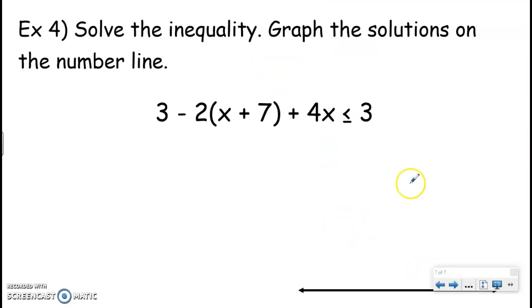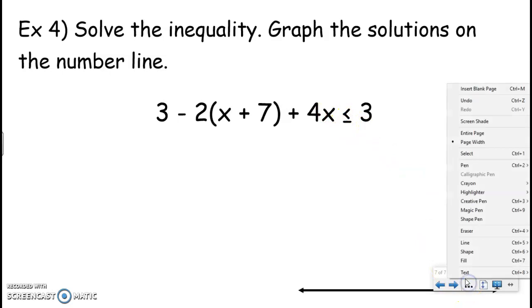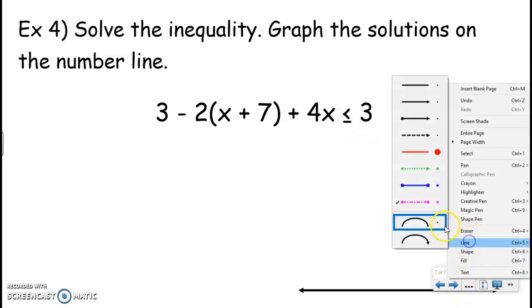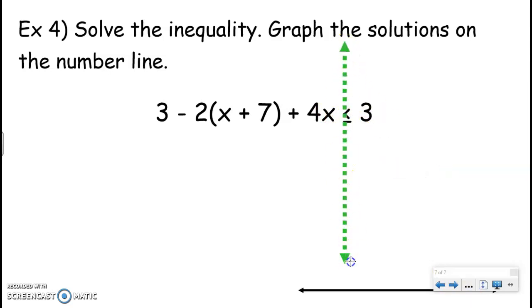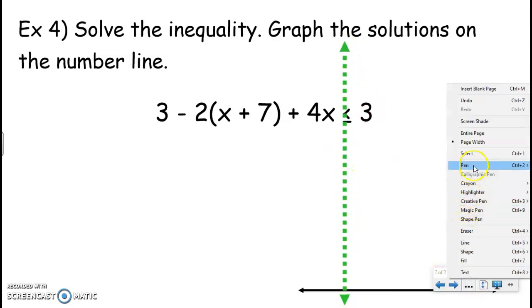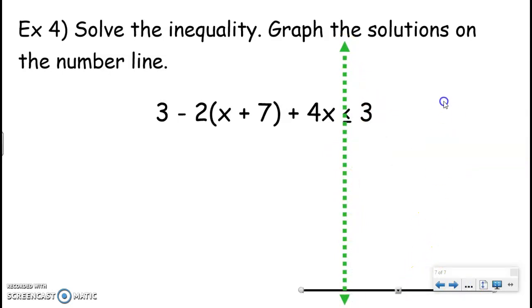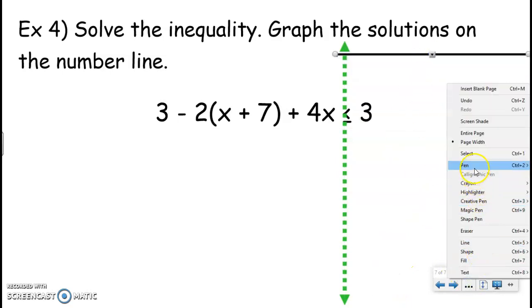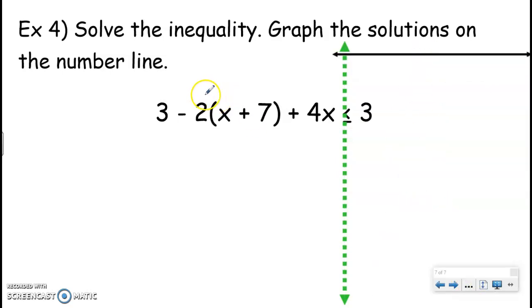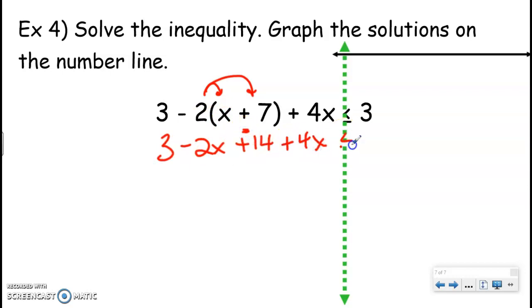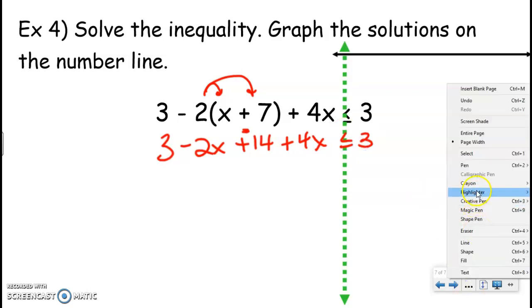Okay. Go ahead and try this last one on your own. Actually, you know what? Let's do this together. Drag your line through your inequality. We'll make sure you're good with this. Okay. Distribute. Always eliminate your parentheses first. Do not subtract first. So negative 2 times x is negative 2x. Negative 2 times 7 is negative 14. Bring everything else down, and then combine your like terms.